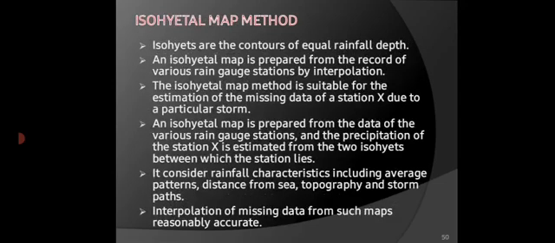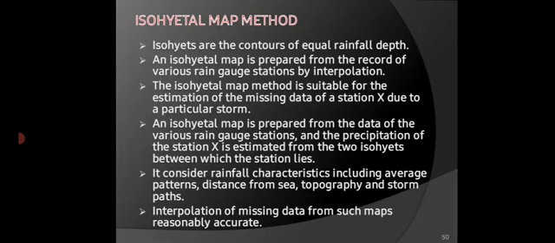This is a different method, the isohyetal map method. Isohyets are the contours of equal rainfall depth. What are isohyets? Contours of equal rainfall depth. An isohyetal map is prepared from the records of various rain gauge stations, right, by interpolation. The isohyetal map method is suitable for the estimation of the missing data of station X due to a particular storm.